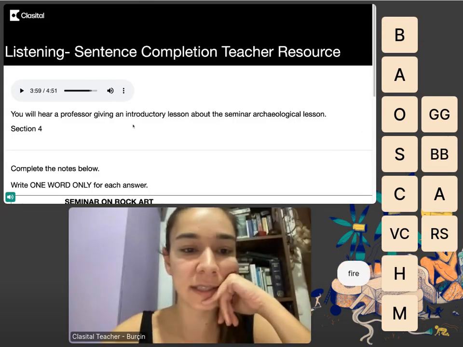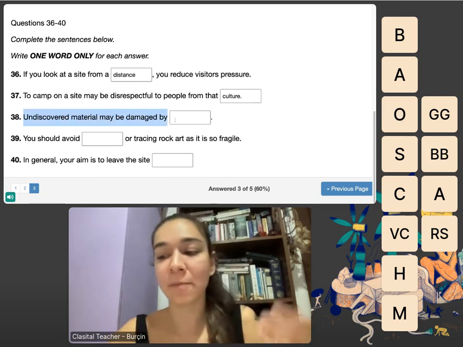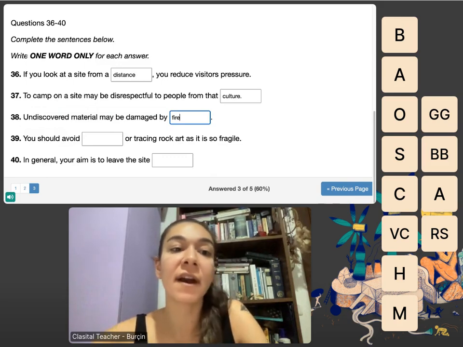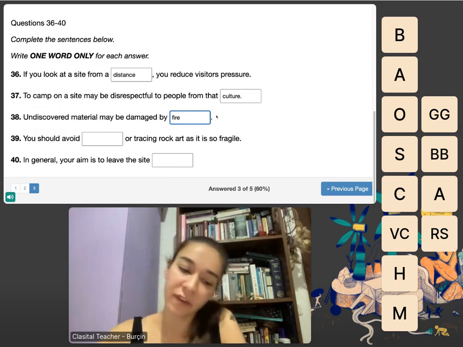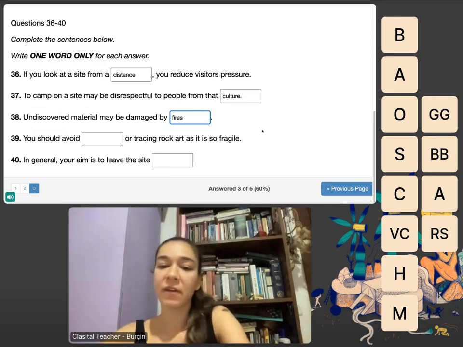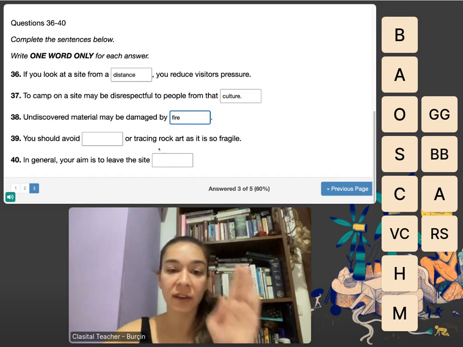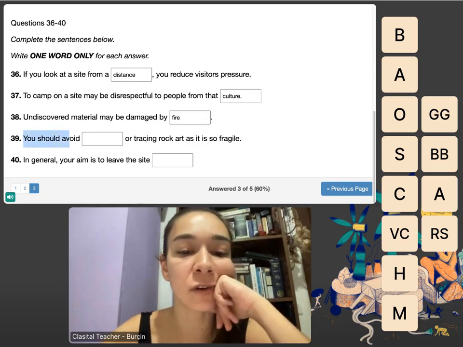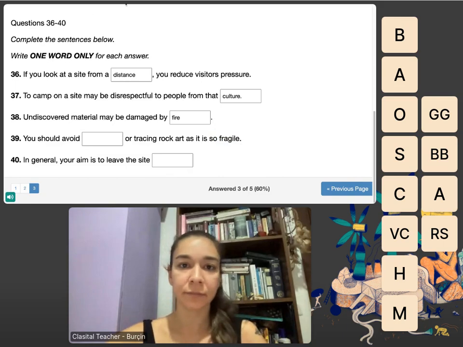Very good, my students. Yes, it is fire. By doing so, it says by doing so, by doing what? By making fire. And it says write only one word, so we can only write fire or fires. It doesn't matter. In the audio we hear fire, so we are writing fire. Okay, you should avoid something or tracing rock art as it is so fragile.